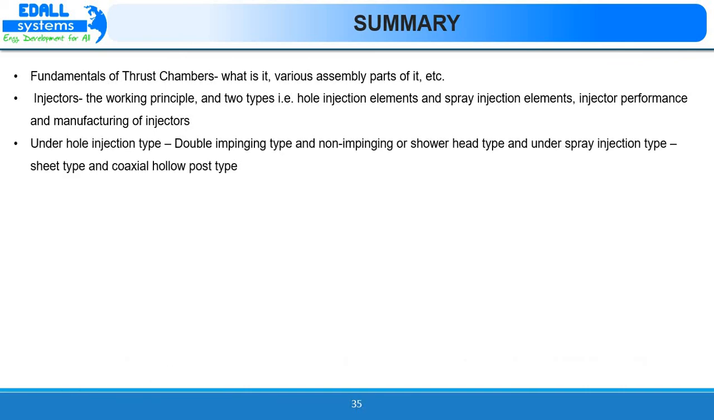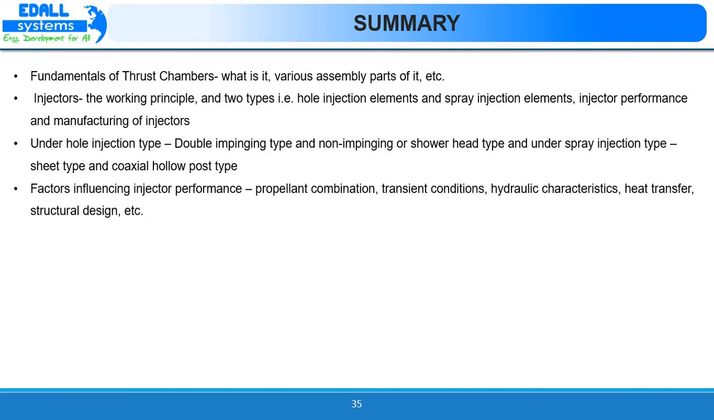So under hole injection type, we have seen doublet impinging type and non-impinging or shower head type. And under spray injection type, we have seen sheet type and coaxial hollow post type injectors. So these types of injectors vary based on how we are giving the impingement for the fuel and oxidizer in hole injection type. While for the coaxial or the spray injection type, it varies based on how we are forming the cone or how the coaxial flow is happening for the fuel and oxidizer inside the injector.